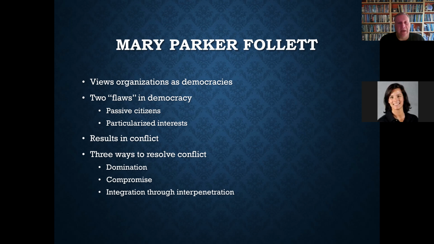We want to avoid domination if we can, because that party, that person, or that group that has lost, for lack of a better term, is obviously going to be disaffected, and they're not going to buy in to what the organization is doing. So she says domination is bad. The second way we can try and mitigate conflict and resolve conflict is through compromise. Well, compromise is better than domination, but there's still a problem with compromise. In compromise, if you have two individuals or two parties who are in conflict, both parties will give something up. So they'll give something up to come to a compromise.